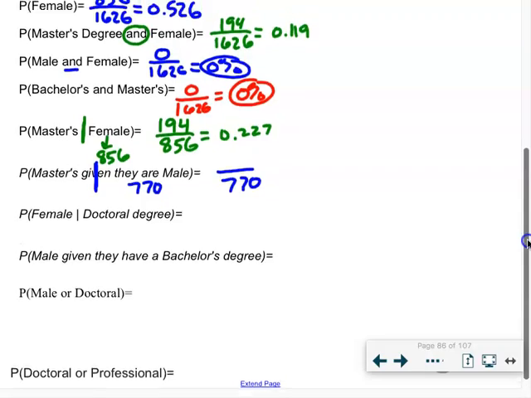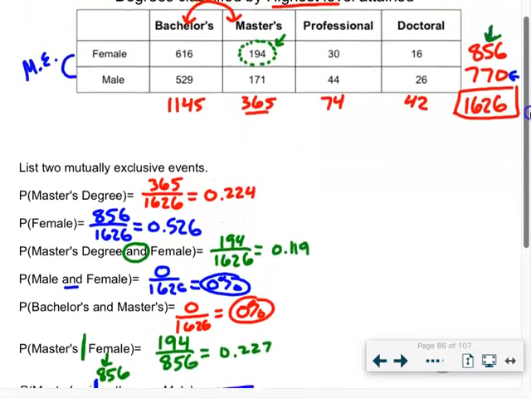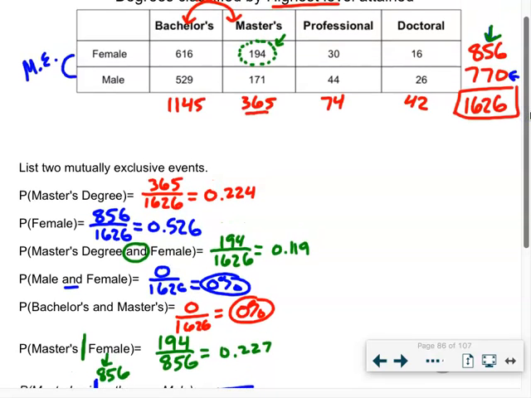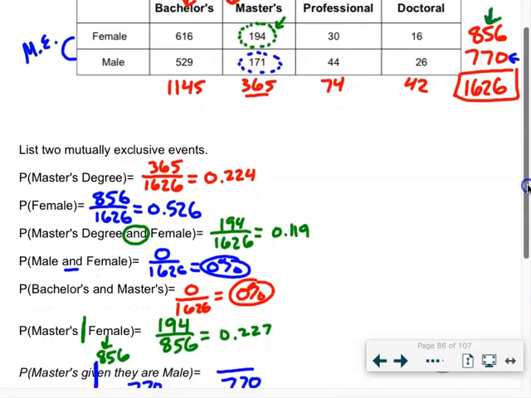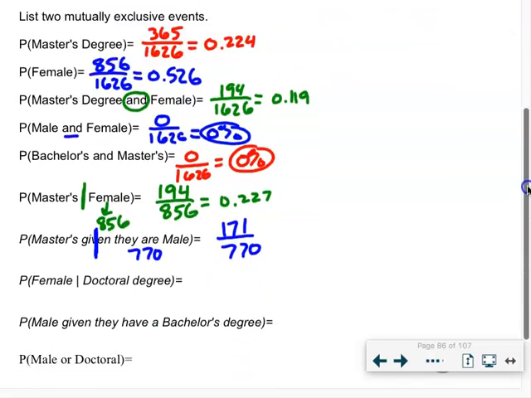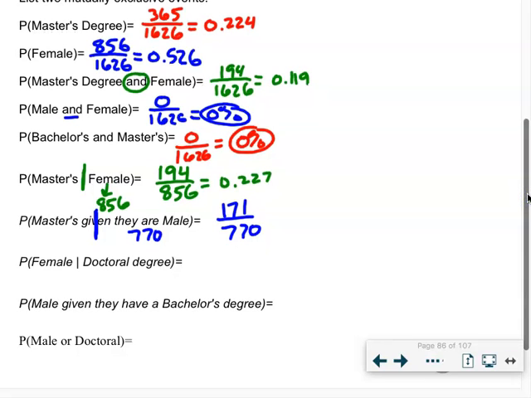The top of the fraction is the number of males that are in the master's column. So 171 males have a master's as their highest level of education. So the number is 171, right? Yes. The number of males that have their master's is 171. Okay, that's also 0.22, but it's 0.222 this time.